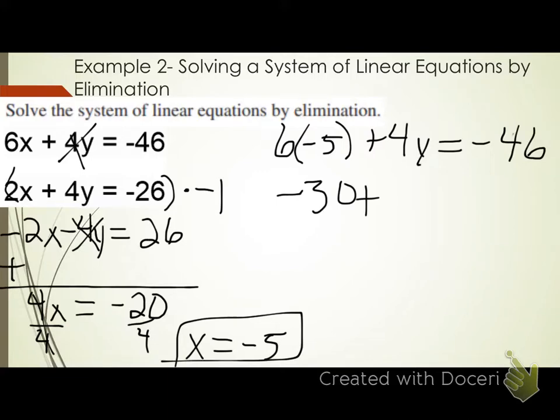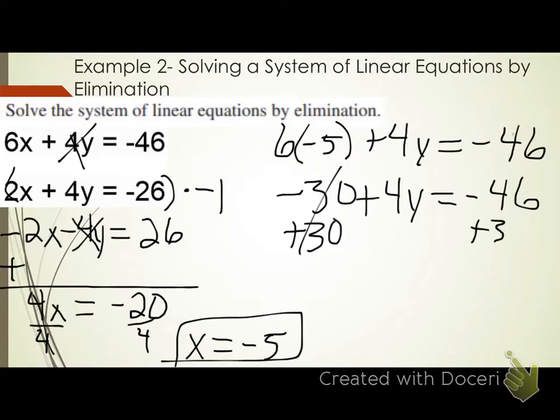Negative 30 plus 4y equals negative 46. Can I combine negative 30 and 4y? No, so what's my next step to get y by itself? Add 30 to both sides. 4y equals, what's negative 46 plus 30? Negative 16. And last step to get y by itself.